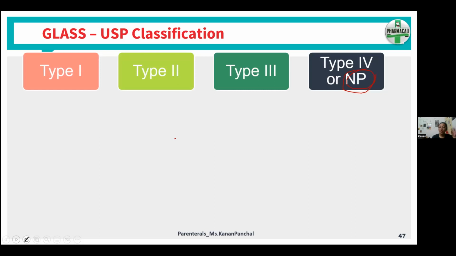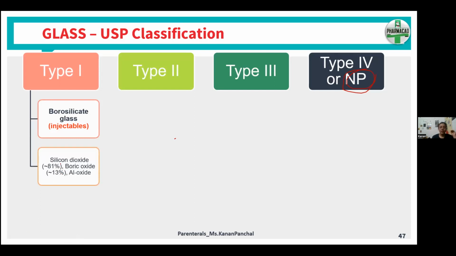So type 1 is a borosilicate glass. It's used for injectables. It's the best amongst all. It's highly resistant to your autoclaving temperatures. It is highly resistant to leaching and all of that. So type 1 are the most preferred glass. I told you, right? Boron oxide is very important.